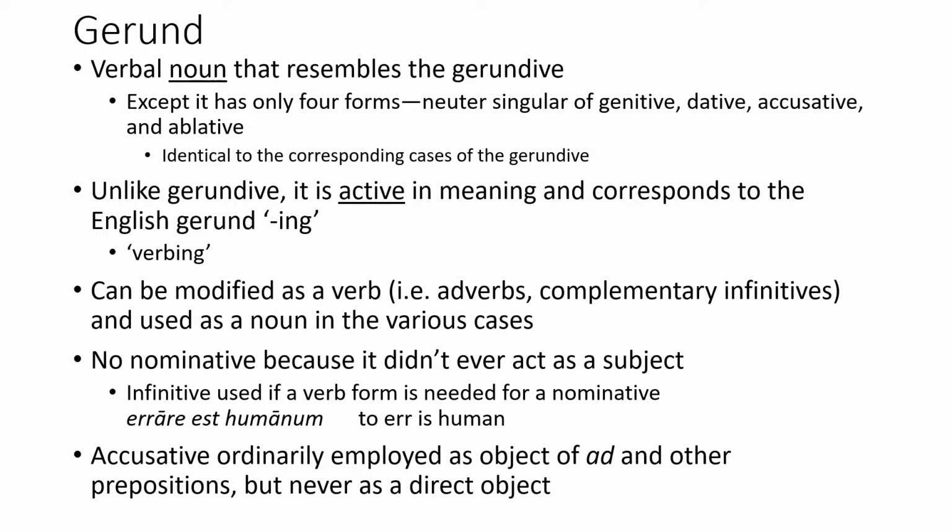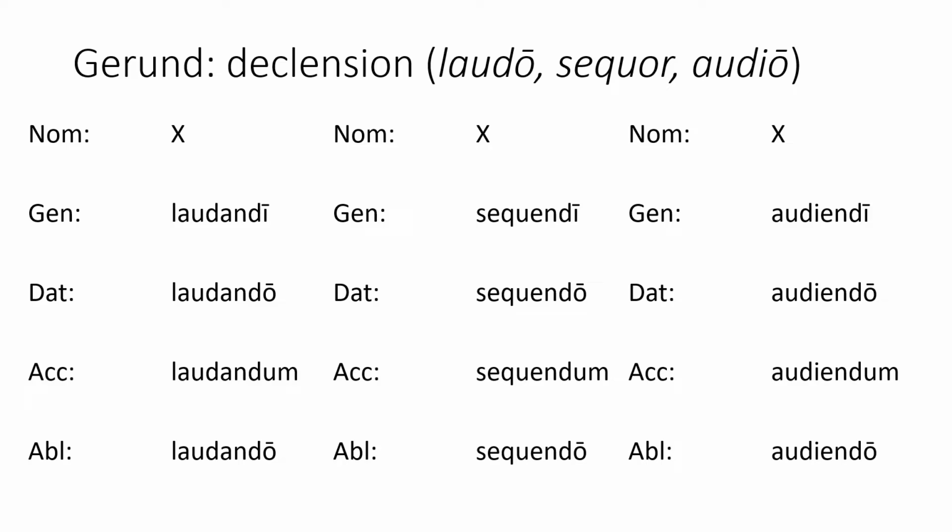Before we move on to declining the gerund, it should also be noted that the accusative is frequently employed as the object of the preposition ad, and sometimes as the object of other prepositions, but it will never be a direct object. Now let's take a look at the declension of the gerunds from 3 different verbs, laudo, sequor, and audio. The gerund for laudo is as follows.